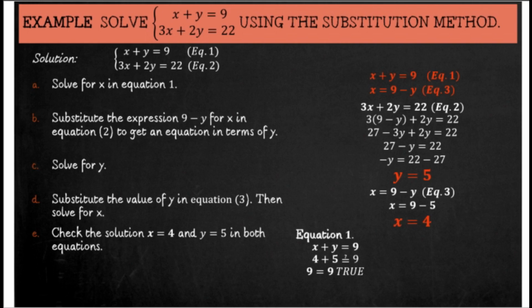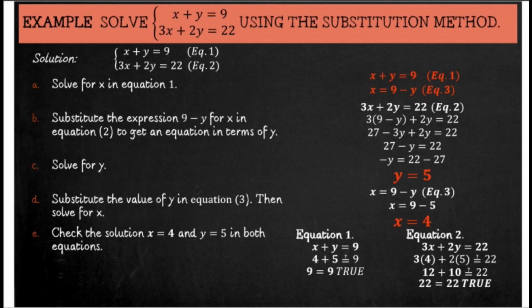Let us try substituting the solution in equation 2. Again, substitute 4 for x and 5 for y. Our equation 2 is 3x plus 2y equals 22. We have 3 times 4 plus 2 times 5 equals 22. 3 times 4 is 12 and 2 times 5 is 10. 12 plus 10 is 22, and 22 is equal to 22. Our solution is also true in equation 2.